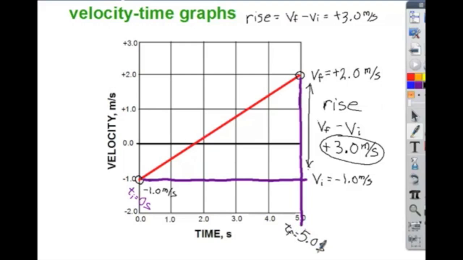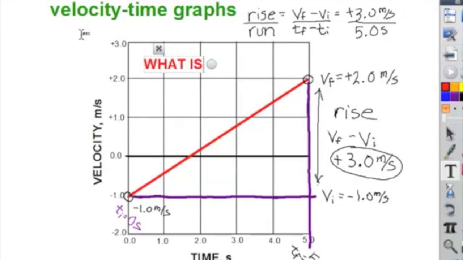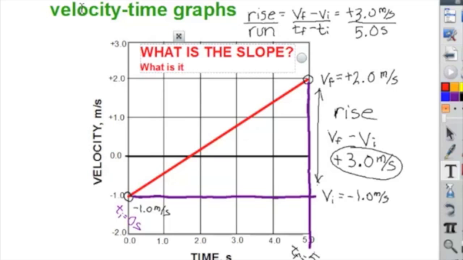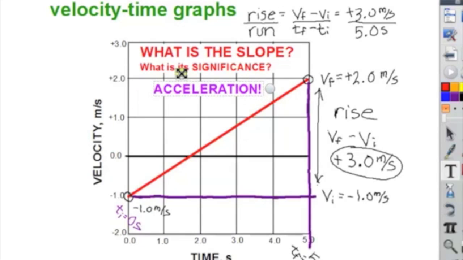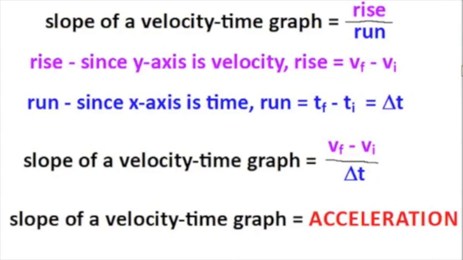In this case, my initial time is 0 seconds. My final time is 5 seconds. So that's my time elapsed. Now, remember the formula for acceleration? It's your change in velocity over change in time. So what is the slope? What is its significance? That's it. It's acceleration. That's what the slope of a velocity time graph is. You can find your acceleration by finding your slope. All right, so here are those ideas again.